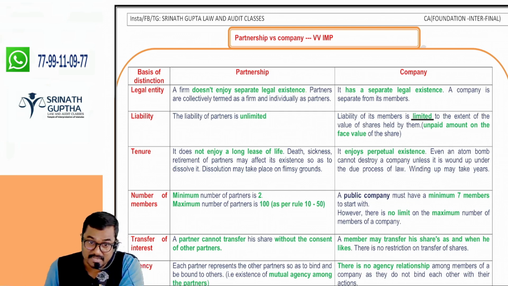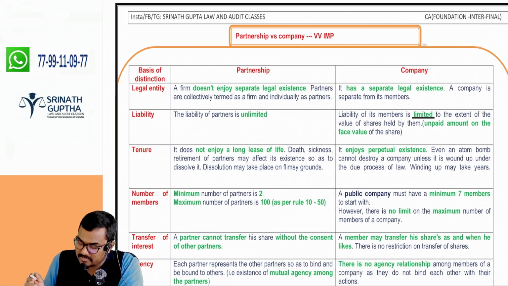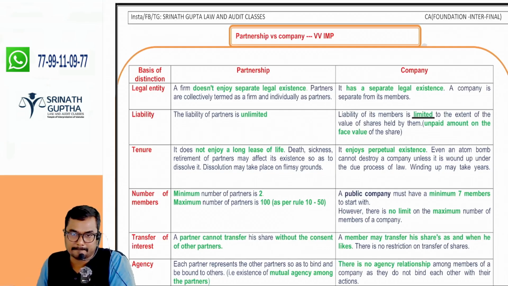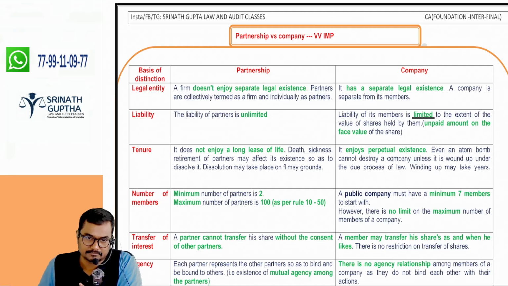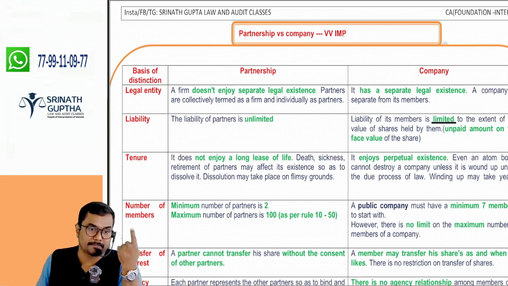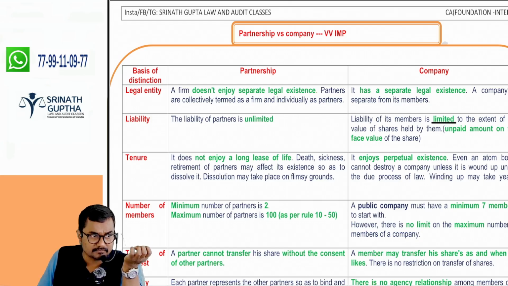Focus like a laser. Next, partnership versus company. Partnership versus company is a direct question that comes in the exam. So, partnership is not a separate person. Partnership, partners both are one and the same. Individually they are called partners, collectively called the firm.